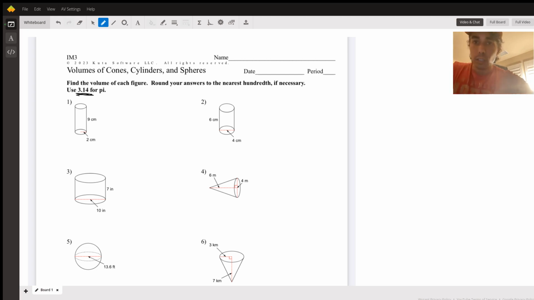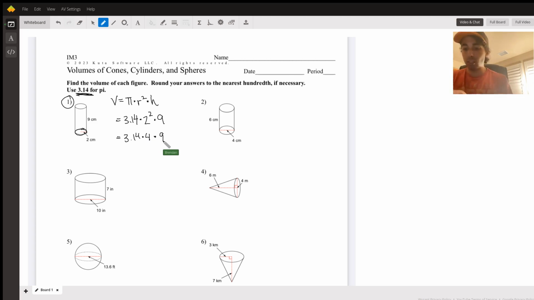All right. So first of all, we got a cylinder, number one. Volume of a cylinder is pi times the radius squared times the height. So pi, it says use 3.14, times the radius, that's the little radius in that bottom circle down there, which is 2, so 2 squared, times the height, which is 9. And if you want, you could just notice that squaring a number, you're just multiplying it by itself, so 2 times 2, so we could change that to a 4, because 2 squared is equal to 4.